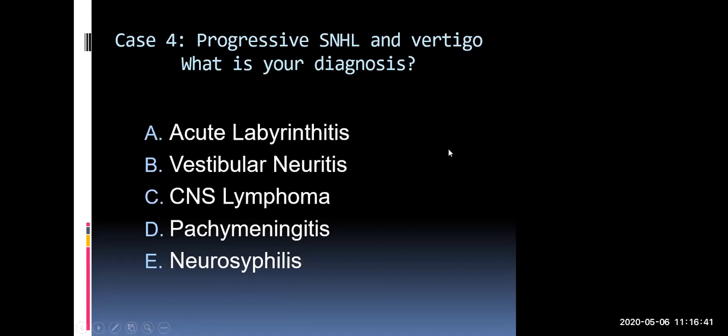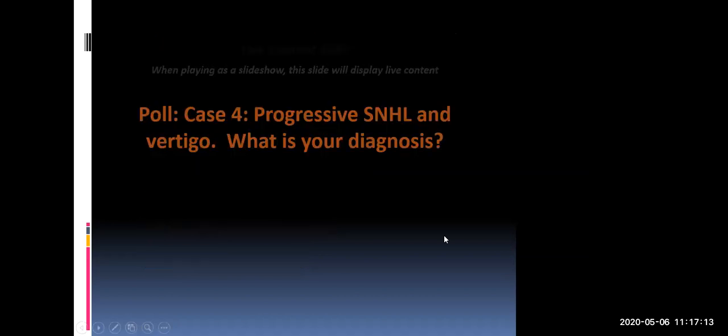So considering the multiple lesions with this severe enhancement around them, the only one that really truly fits is CNS lymphoma. That's what you're dealing with. Acute meningitis, as I showed you before, really involves the dura and the meninges. Labyrinthitis and vestibular neuritis, you have seen similar cases before. Neurosyphilis really does not cause enhancing lesions throughout the CNS to this level. You can see enhancement within the cochlea, but nothing of this variety.